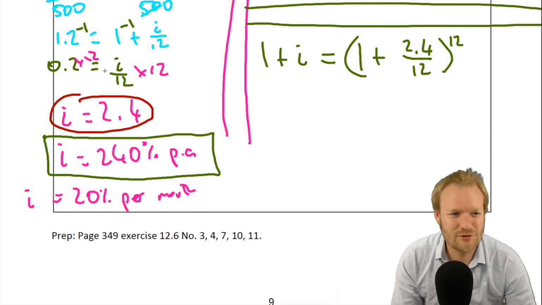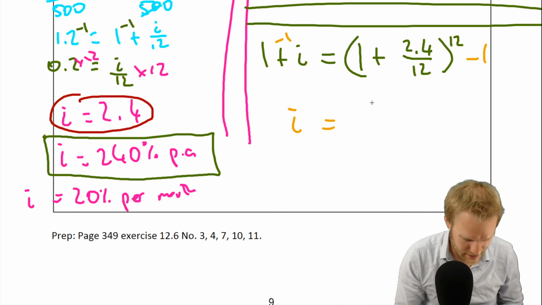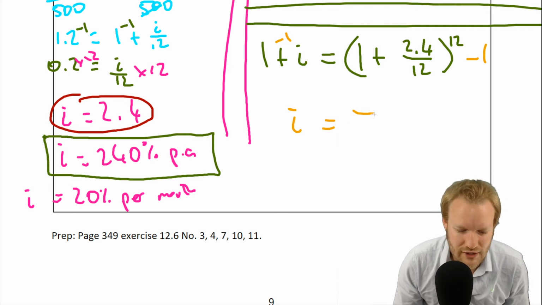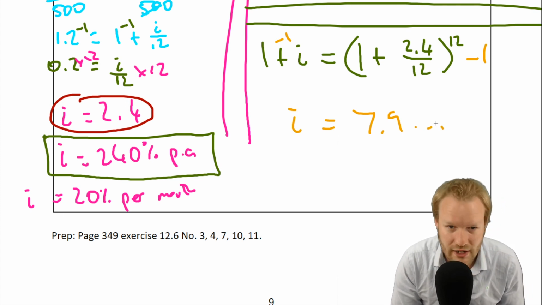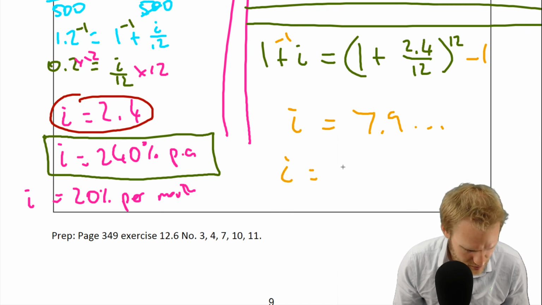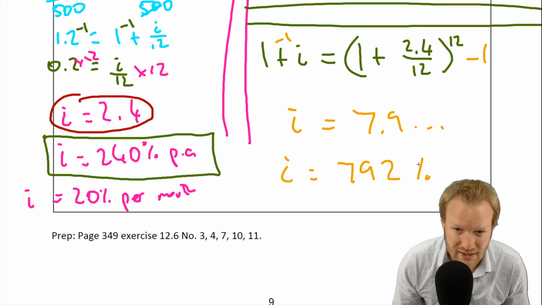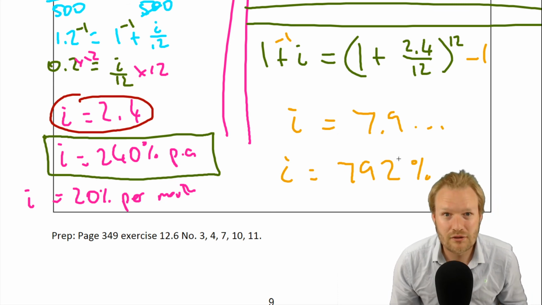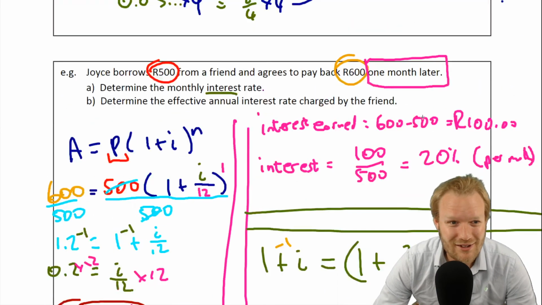And this one's not too bad to solve, actually. We can do this to go -1 into the calculator. It goes, and we get the interest rate is 7,9 something or other. So we take that and we times by 100, and we get I equals, say what? 792%. 500 Rand gives 600 Rand a month later.